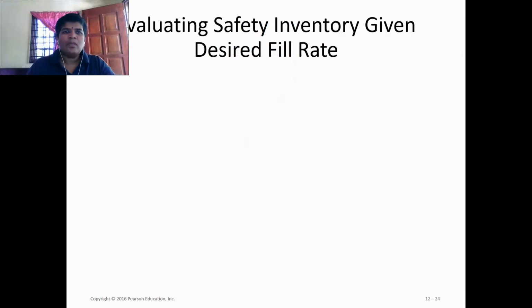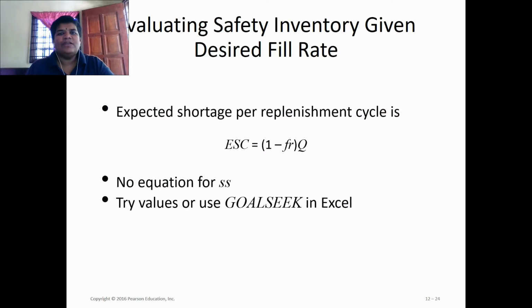Now we look at evaluating safety inventory given a desired fill rate. The expected shortage per replenishment cycle, ESC, equals (1 minus fill rate) times Q. There is no equation for SS, so we will try values or use Goal Seek in Excel.